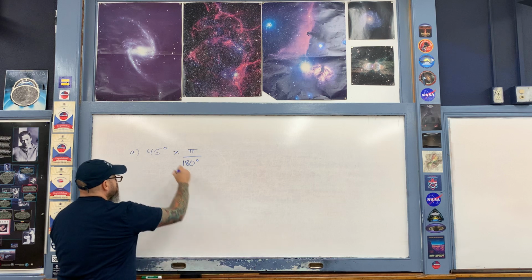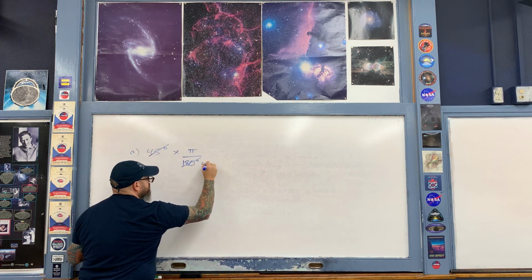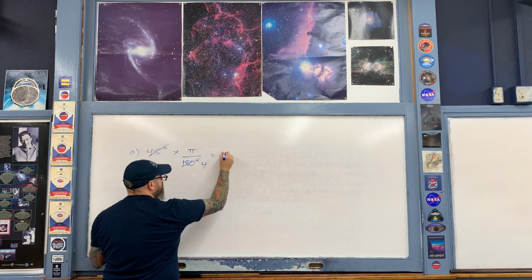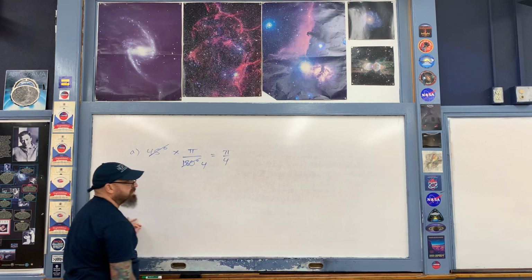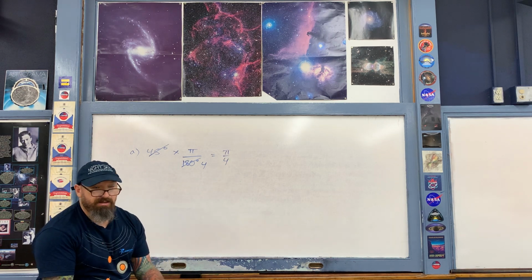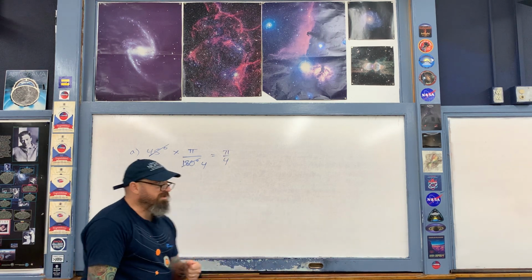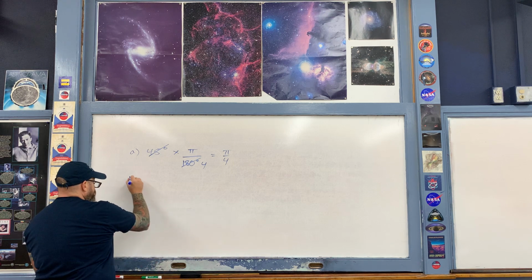4 times. So if I cancel this and then cancel this and make it a 4, this then ends up being pi over 4 radians, and we just leave it at that. Similarly, for the other portions of the problem, let's take a look now at B.